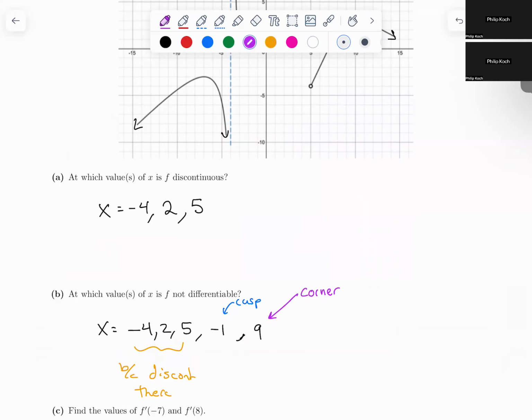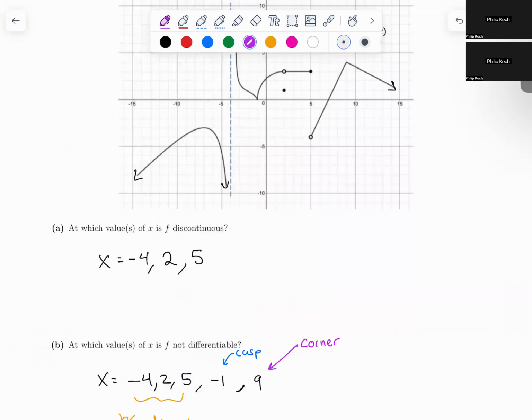Thank you for bringing that up, because I wanted to mention, I don't require you to define what type of discontinuity it is. You don't need to say it's a jump discontinuity or an infinite discontinuity. You don't need to specify that it's a cusp. It's just for our notes purposes. On an exam, if I said, where is it non-differentiable, you could just say the values and be good with it. Okay? Find the value of f prime of -7 and f prime of 8.